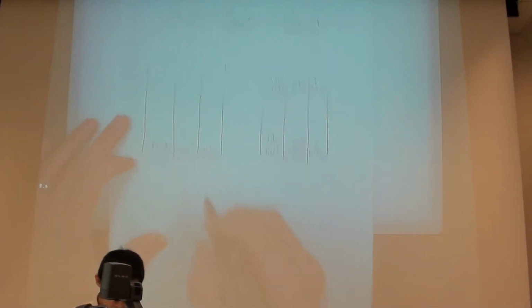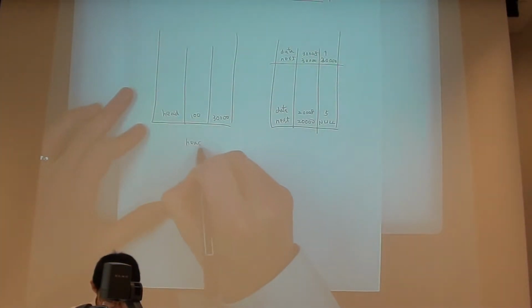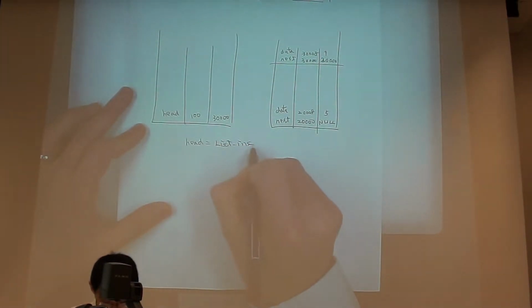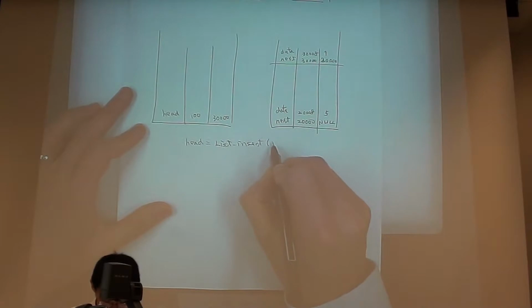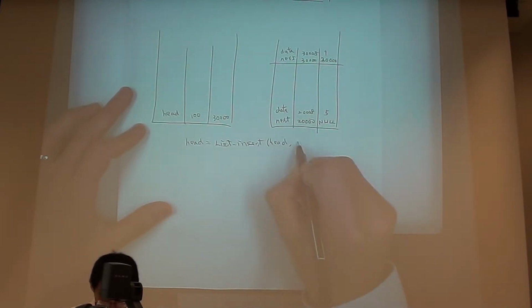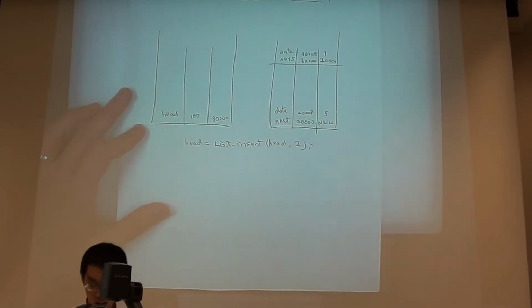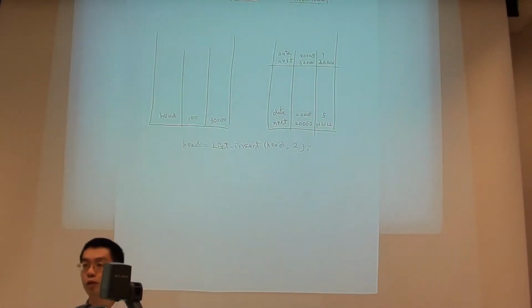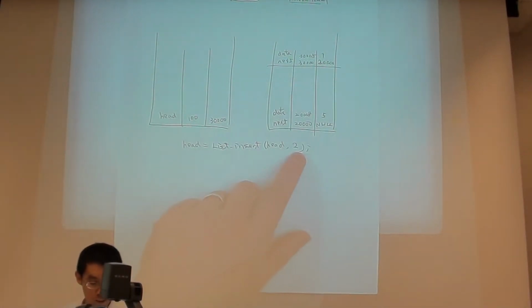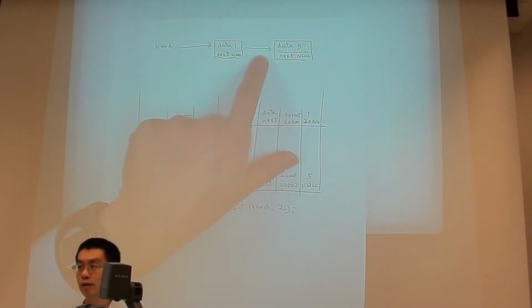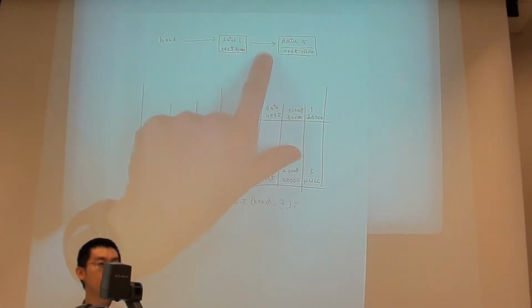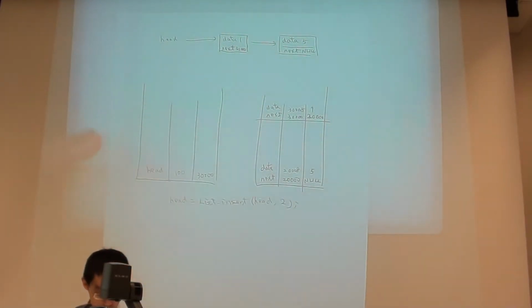Now I want to do this. Head equal to list insert head 2. So you know we want to do sorting. Therefore, this node must be somewhere in the middle. Right? Let's see how it works.